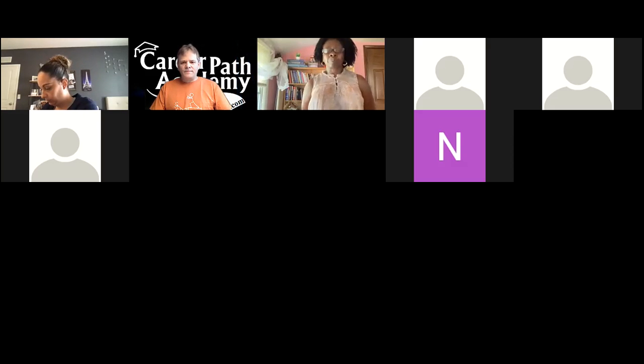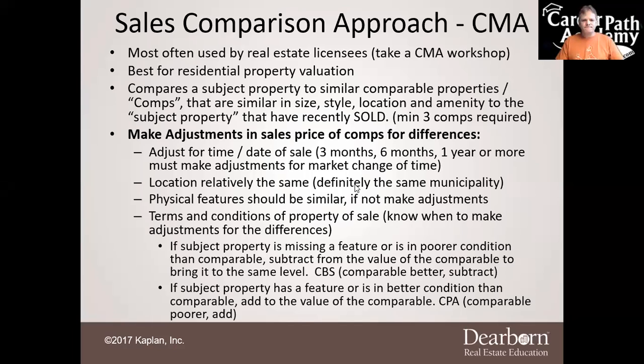Okay. Now the next thing that comes about is, so the location has to be relatively the same. You don't want to pick properties that are in a different municipality, different city services, different tax rates, different school systems. You want to keep that comparable property in the same neighborhood if at all possible. The other side of town you really don't want to use. You want to keep it in the same relative area when you're trying to value properties.